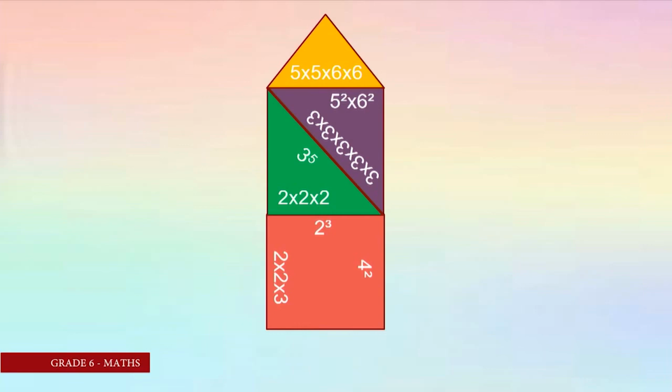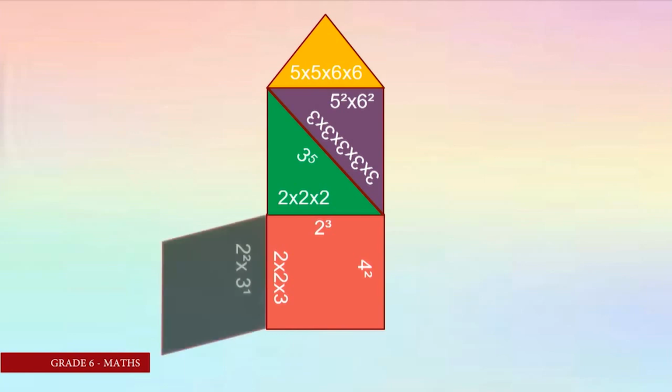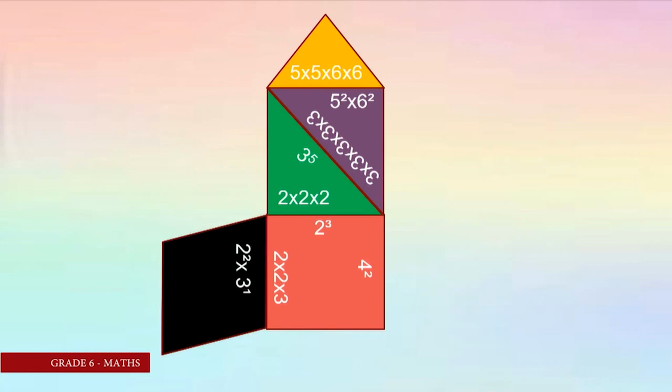Then we have to connect other two plane figures for these two sides. So, those should equal these two values. Then when we consider this parallelogram, that consists of 2 square and 3 to the power 1. That's why we can connect those two sides to each other.